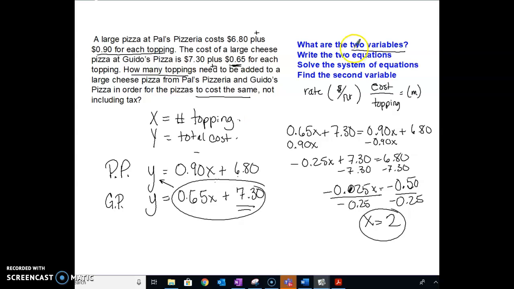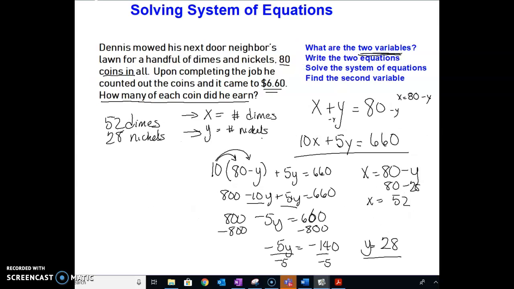Read your question and figure out what the two variables are. Okay, then try and set up the equation. Is there a rate? It's going to be in the form y equals mx plus b. If there's not a rate, like the one we did before, they should give you something so you can set up two equations and solve that system. Use graphing, substitution, or elimination.